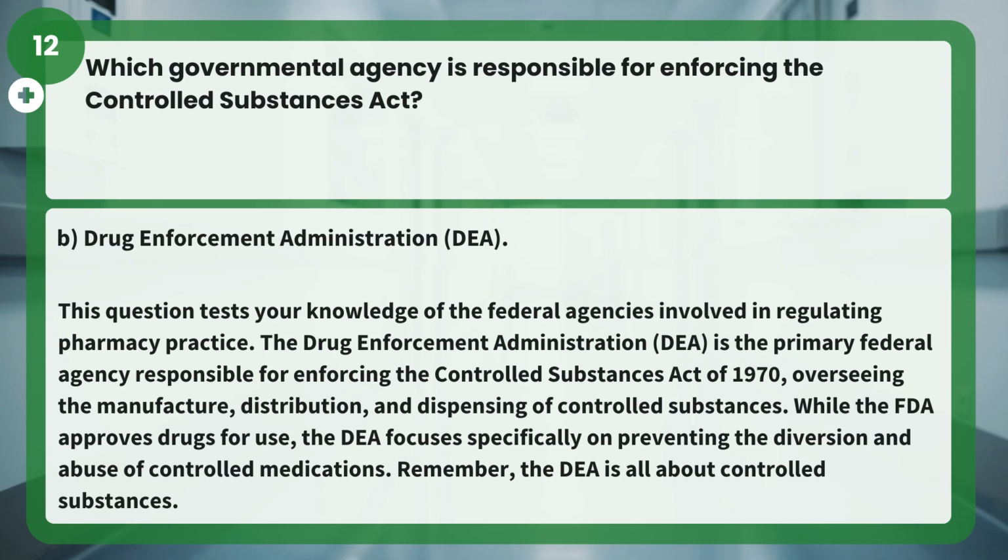This question tests your knowledge of the federal agencies involved in regulating pharmacy practice. The Drug Enforcement Administration, DEA, is the primary federal agency responsible for enforcing the Controlled Substances Act of 1970, overseeing the manufacture, distribution, and dispensing of controlled substances. While the FDA approves drugs for use, the DEA focuses specifically on preventing the diversion and abuse of controlled medications. Remember, the DEA is all about controlled substances.